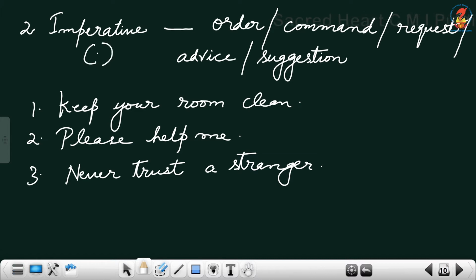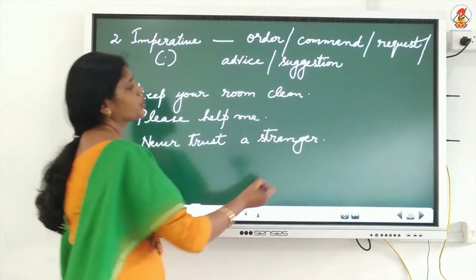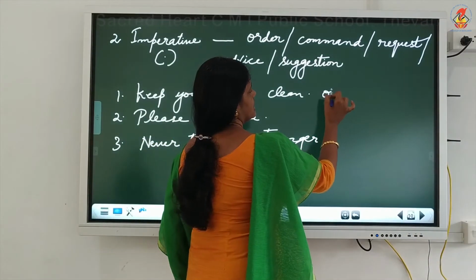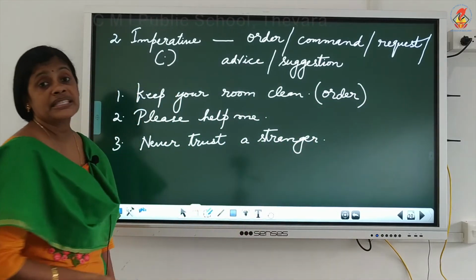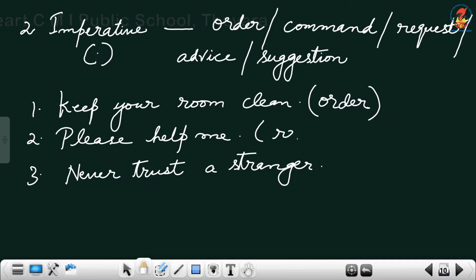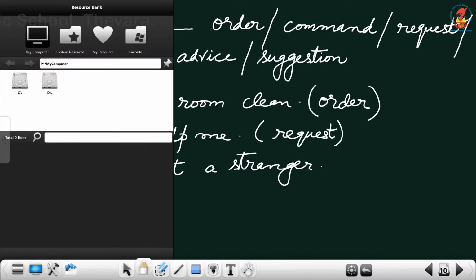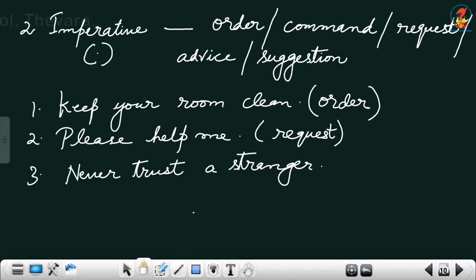These sentences also end with a full stop. Is it clear? Now, for example, keep your room clean. What type is it, children? It's an order, isn't it? The second one is please help me. What is it? It is a request. The next one is never trust a stranger. It's an advice, isn't it? Children shouldn't trust strangers, so it's an advice. So all the 3 sentences end with a full stop.